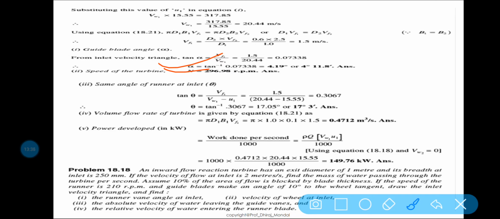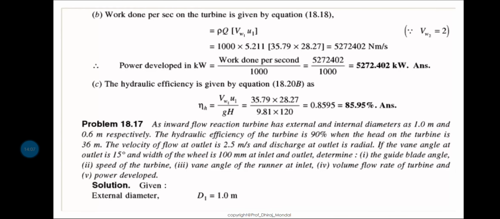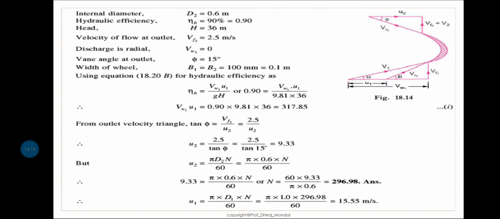And at last you have to calculate the power, and number 3 is the angle of the runner at outlet. The angle is your theta. Why do I have to calculate theta? Because it is given, theta is given. One minute please. 15 degrees, what? Vane angle at the outlet. Oh sorry, phi is given, theta you have to calculate. Yes, I'm sorry, theta you have to calculate.